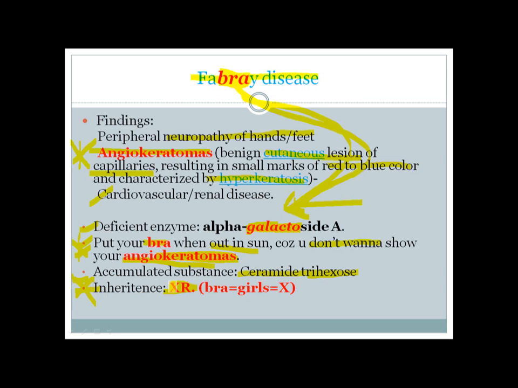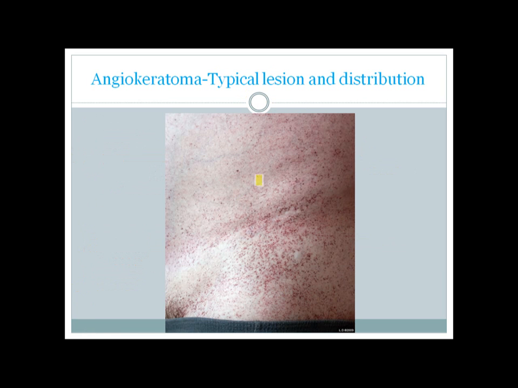So this is very important because there are only two X-linked recessive lysosomal storage diseases, and I think you just have to know their names. Every other disease is autosomal recessive. So Fabry disease: bra, meaning girls only wear bras, and girls have X chromosomes. So you can easily remember by that mnemonic that Fabry disease is inherited in an X-linked recessive pattern. Okay. So here you can see some typical lesions and distribution of angiokeratomas.